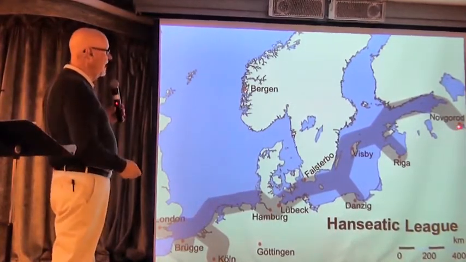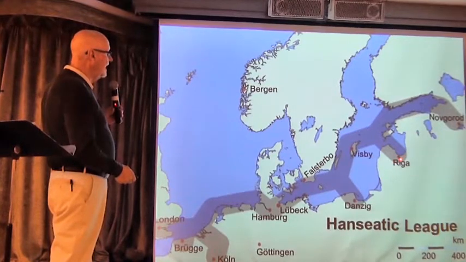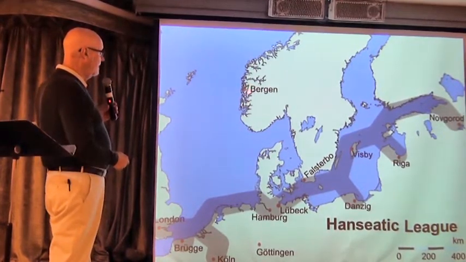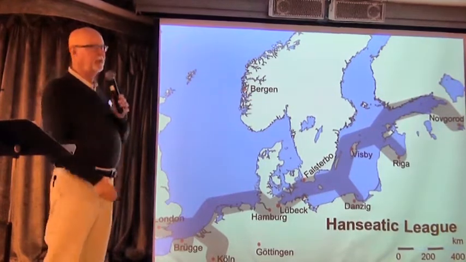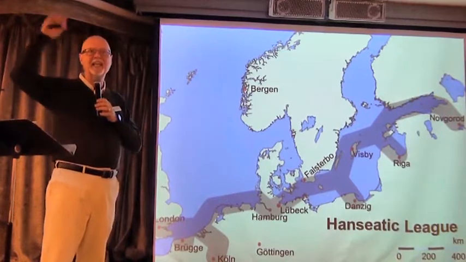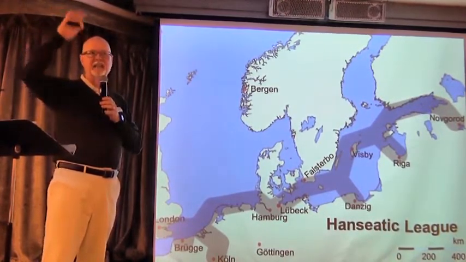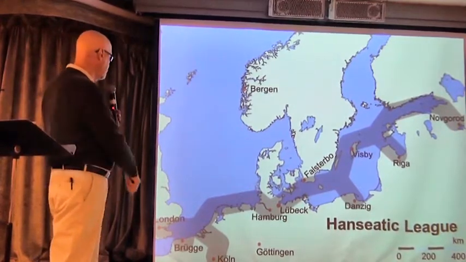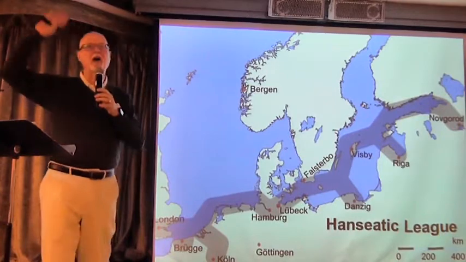They had trading posts in Novgorod in Russia, in Riga, on the island of Visby, Danzig. Bergen was a major center for them, and when you get to Bergen, you can visit the Hanseatic headquarters called the Bryggen, which is within walking distance of our boat. It's a fascinating historic area, as well as Hamburg, London, Bruges, Cologne, others.